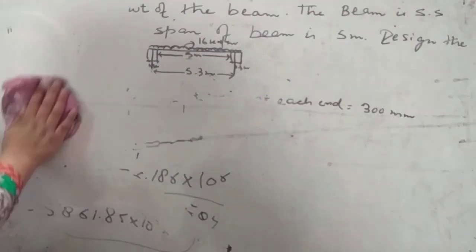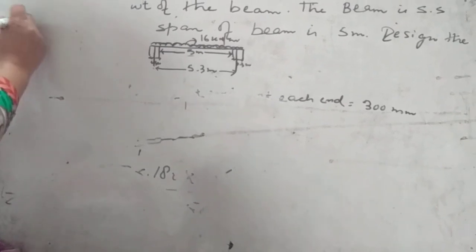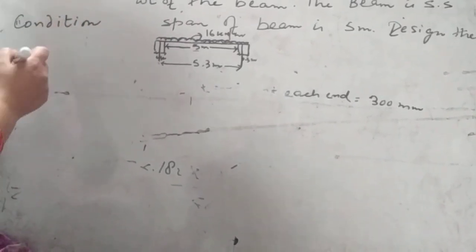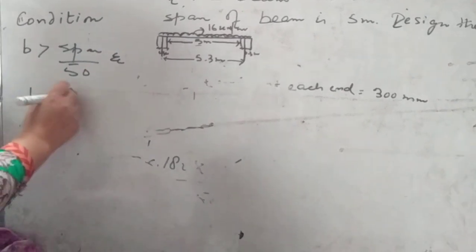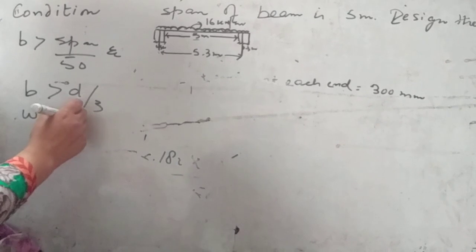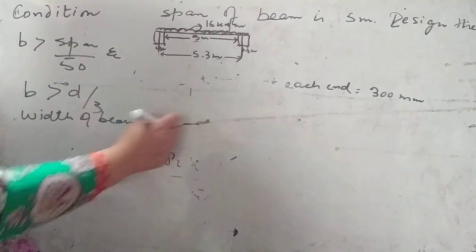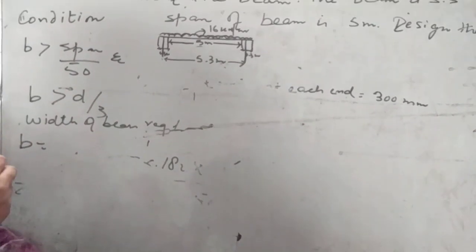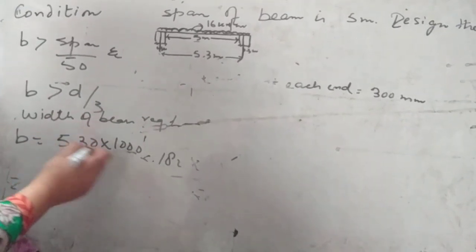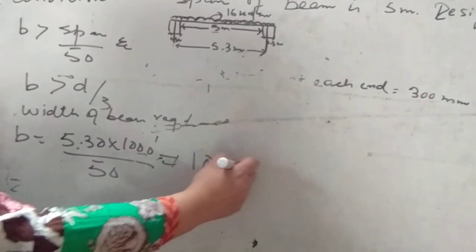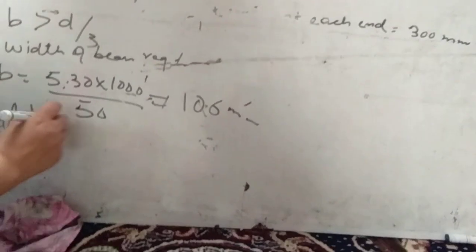So beam is considered laterally restrained, laterally supported, if the condition is: B is greater than span by 50 and B is greater than D by 3. So the width of beam required, B, is equal to the effective span, that is 5.3 meters, which we convert into mm, into 1000, divided by 50. On calculating it will come out as 106 mm. So adopt B approximately equal to 240 mm.